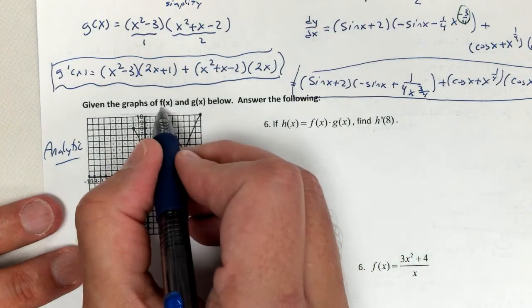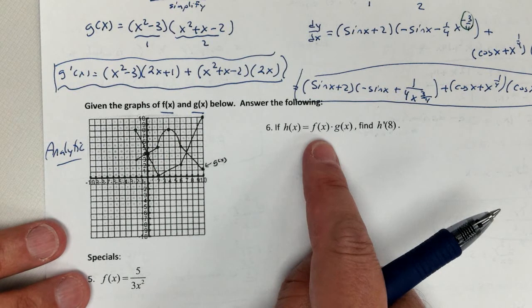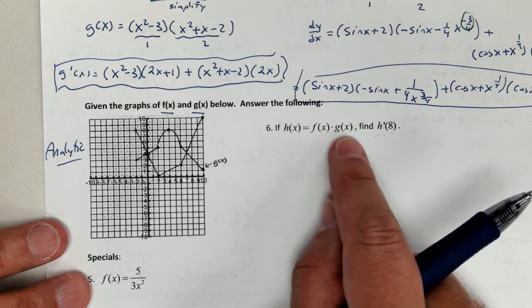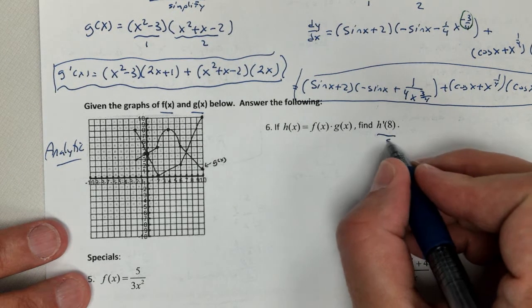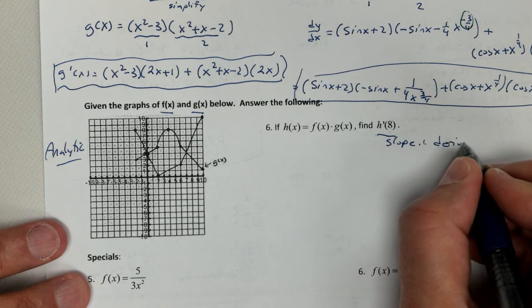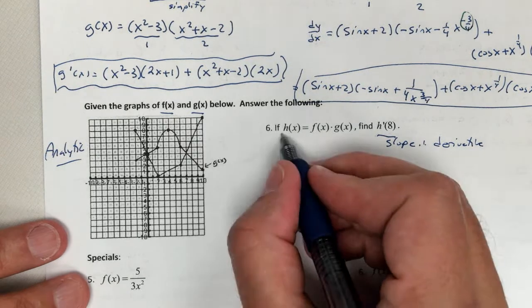We're given the graphs of f and g below, and we want to answer the following. They tell us h of x is the product of f of x times g of x, and they want us to find h prime of a. Notice they're looking for the slope, therefore we need the derivative. So I have to take the derivative of h.